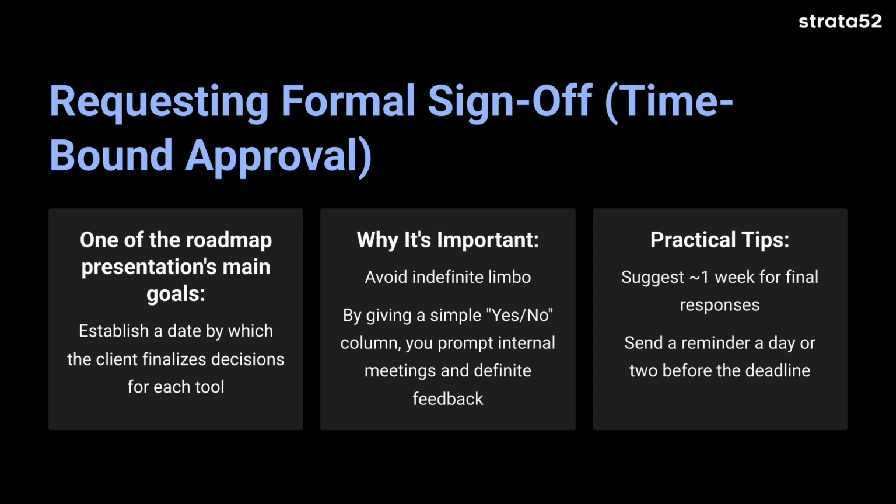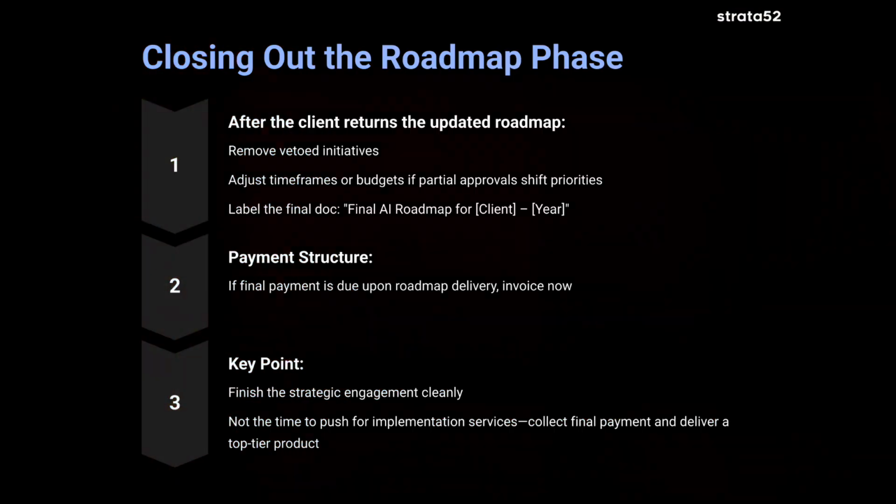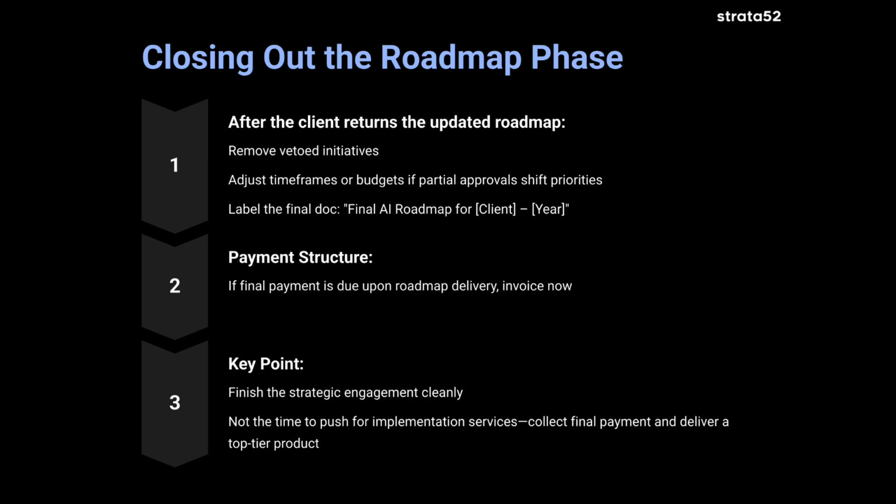If certain tools are no longer relevant or they exceed budget, they can mark them accordingly. You may need to send a reminder a day or two before the deadline, just to keep everything on track. Once the client returns the roadmap, now updated with the approvals or the rejections of each AI tool, it's time to finalize and close out your strategic work.